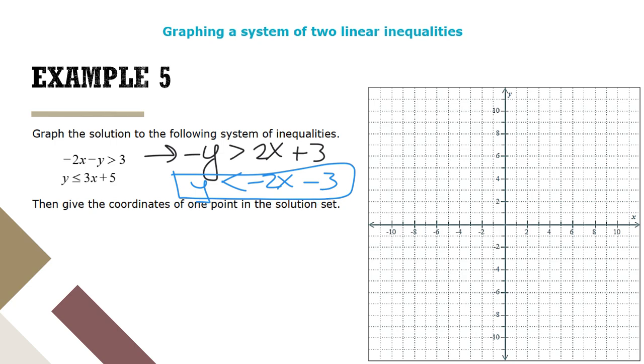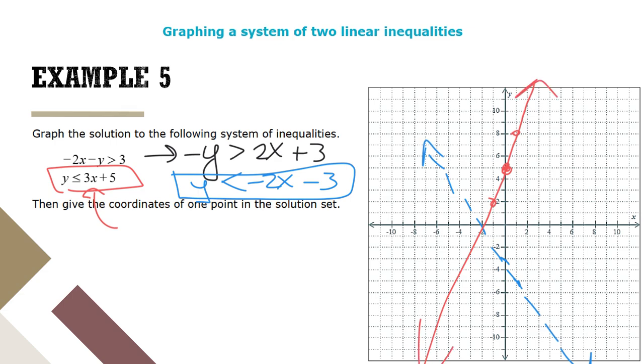So we're going to graph this one in blue. Let's graph this one in red. For the blue one, you start at negative 3 and a rise over run of negative 2. So at negative 3, it's right here, and it's down 2 to the right 1. So it's kind of like this, and it's dashed because it's not equal to. Now this one is a solid line, so we start at positive 5 here, and we go up 3 over 1, and then down 3 to the left 1. So we would have a solid line that goes like this.